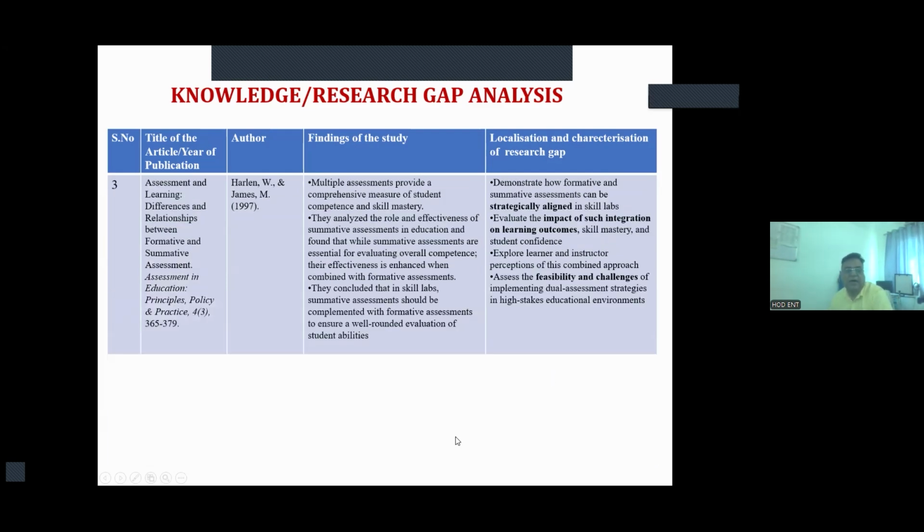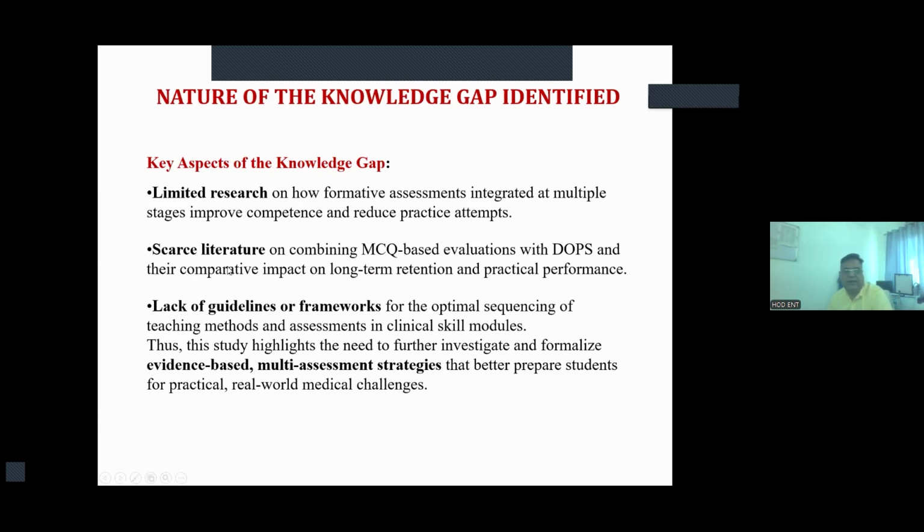And the study done by Harlan et al. demonstrates how formative and summative assessment can be strategically aligned in the skill lab to evaluate the impact of such integration on learning outcomes, skill mastery, and student confidence, and explores learner and instructor perception of the combined approach. Nature of the knowledge gap identified: key aspects were limited research on how formative assessment integrated at multiple stages improved competence and reduced practice attempts.